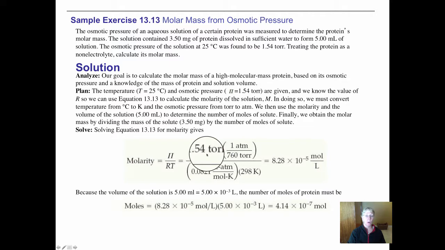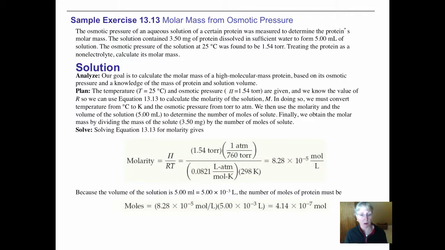Here is the pressure in torr, being turned into atmospheres by dividing by 760. Here's my gas constant, temperature in Kelvin. And we've solved for the molarity, 8.28 times 10 to the negative 5 moles per liter. Now, if I go back and reread what they gave me, they want me to find its molar mass. I'll need to find the moles. I've been given grams or milligrams, so if I can find grams per mole, I'll be able to find the molar mass. So here is my molarity, and as you know, molarity equals moles divided by liters.